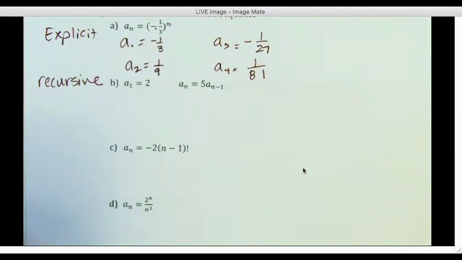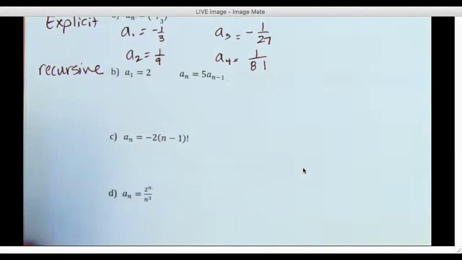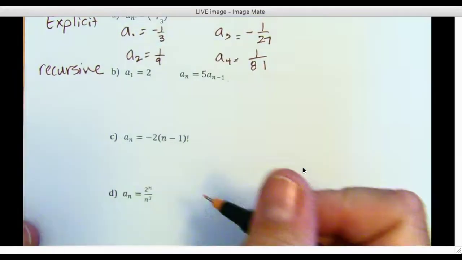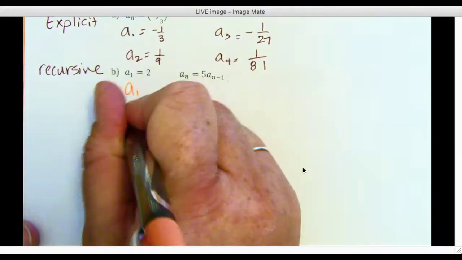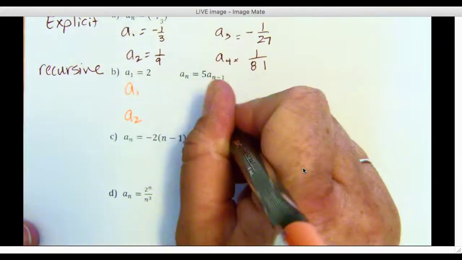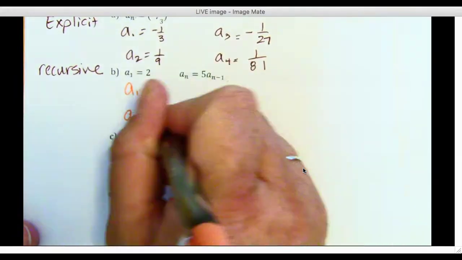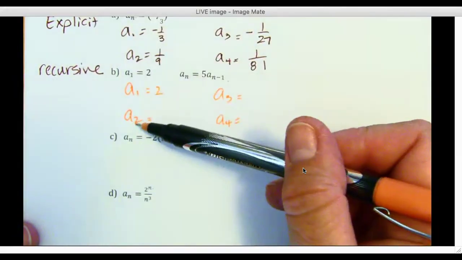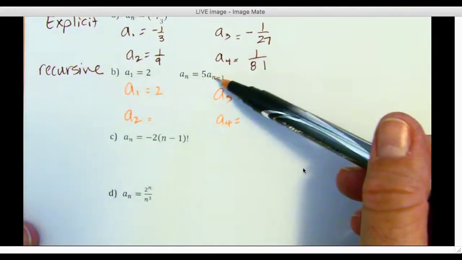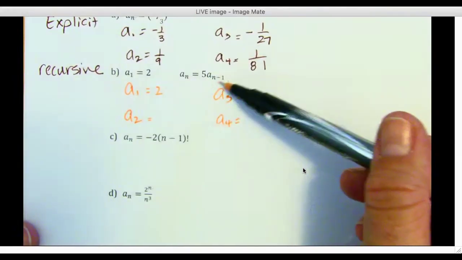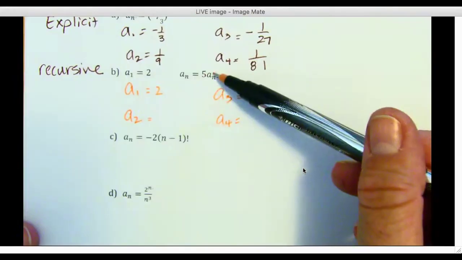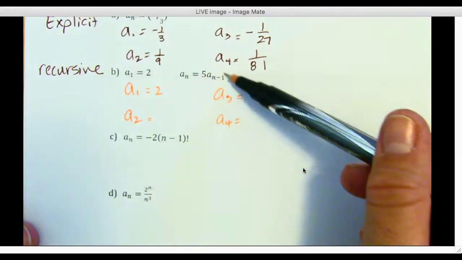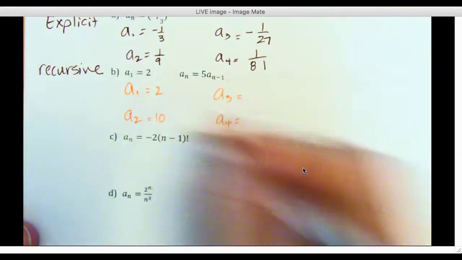All right, on to the next example. It says a sub 1 is 2, and they still want us to find the first 4 terms. So we want a 1, a 2, a 3, and a 4. We were given a 1 is 2. So in order to find a sub 2, I need 2 minus 1 is 1, so a sub 1. A sub 1 is 2, so 2 times 5 is 10.